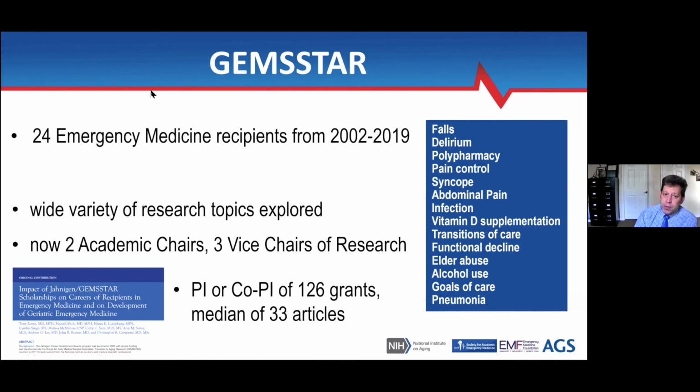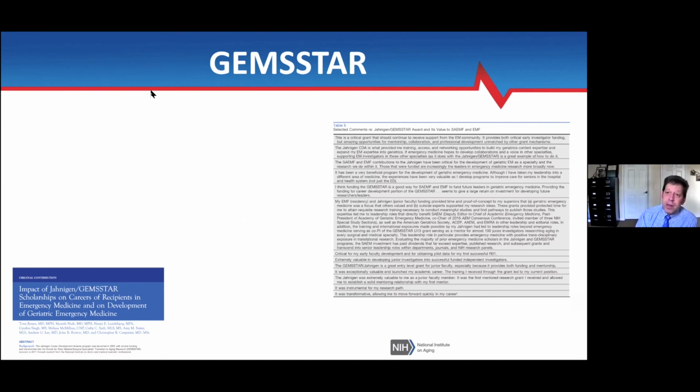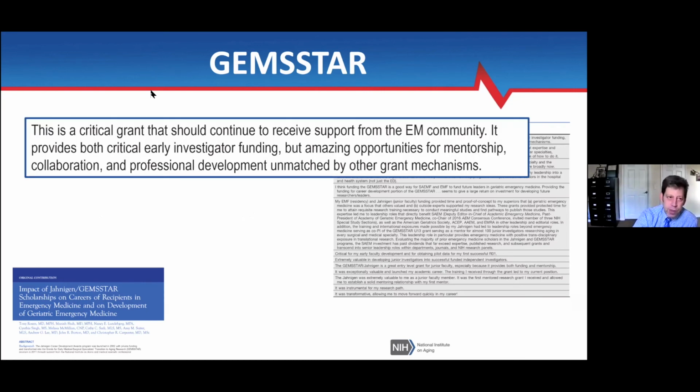The former GEMSTARs have been PI or COI on 126 grants, and they've all published a median of 33 articles, including folks that have just gotten the grant based on the research that we did. This is now a few years old. And this is some of the narrative that we got in this paper when we surveyed all of the previous GEMSTAR folks. This is a critical grant that should continue to receive support from the EM community.